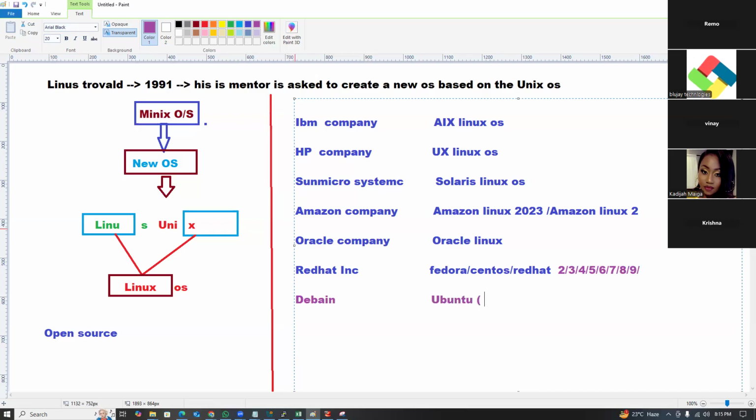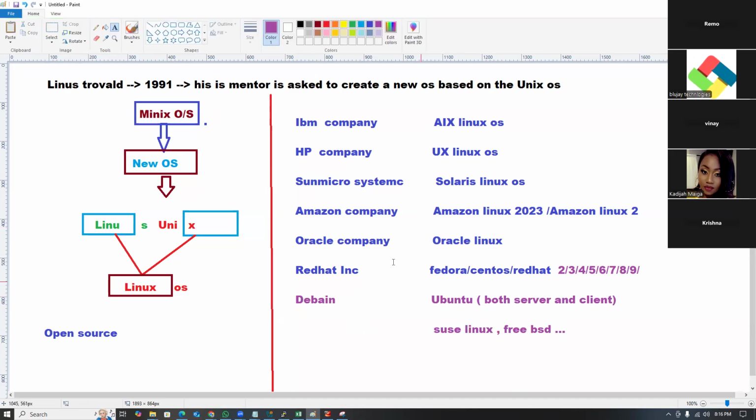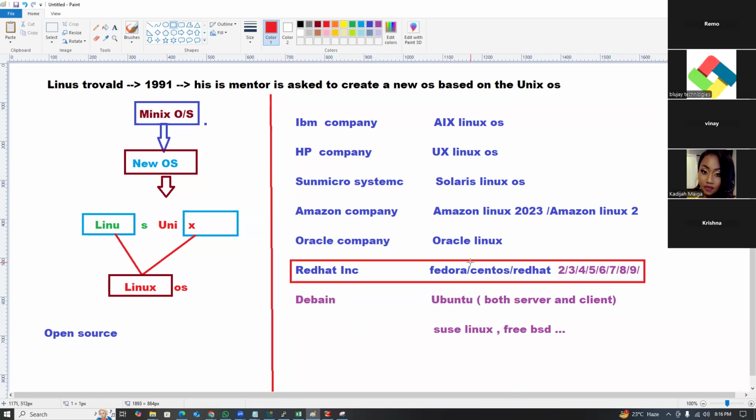So Ubuntu is popular for both server and client, single user operating system and multi user operating system. Some other companies: SUSE Linux, FreeBSD. So there are a number of OSs created. So in our course, which OS are we learning? We are learning Red Hat, specifically CentOS. If you learn any one of them, these all three are the same.